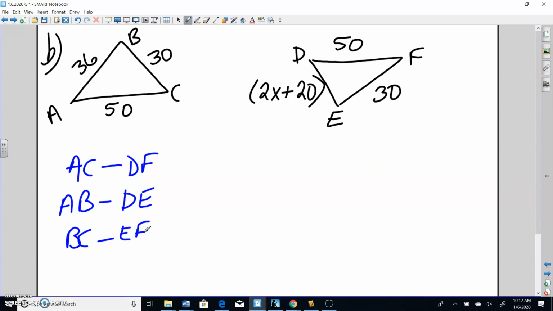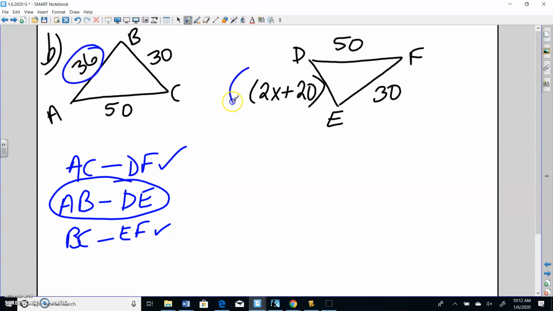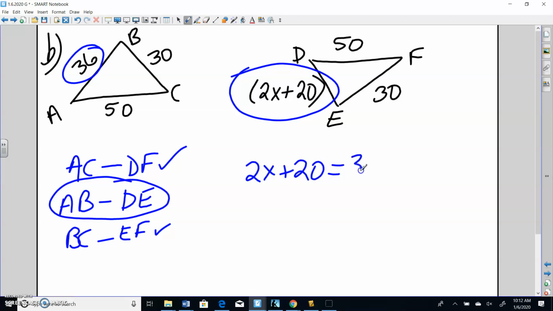Okay, so we know AC and DF, they're 50. We know these are 30. These two need to equal what? They both need to equal 36, right? Because that side matches up with that side. So that's where our equation comes in. We're going to say that 2x plus 20 needs to equal 36, and we're going to find the x value that makes that happen. So again, two-step operation, subtract and then divide to find x, and then we'll check to make sure it's correct.